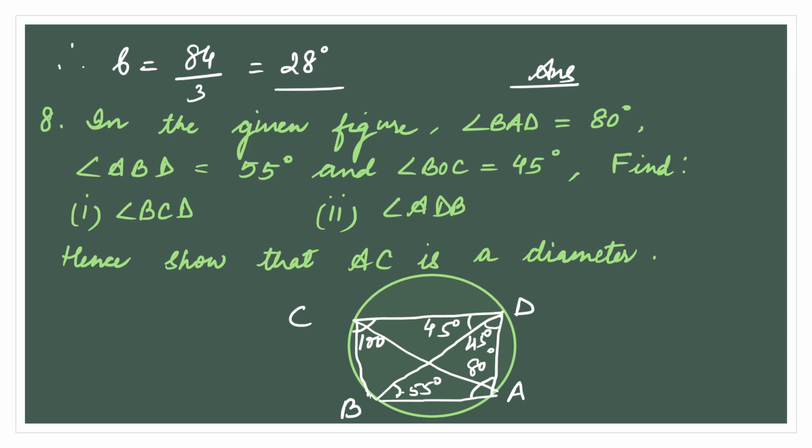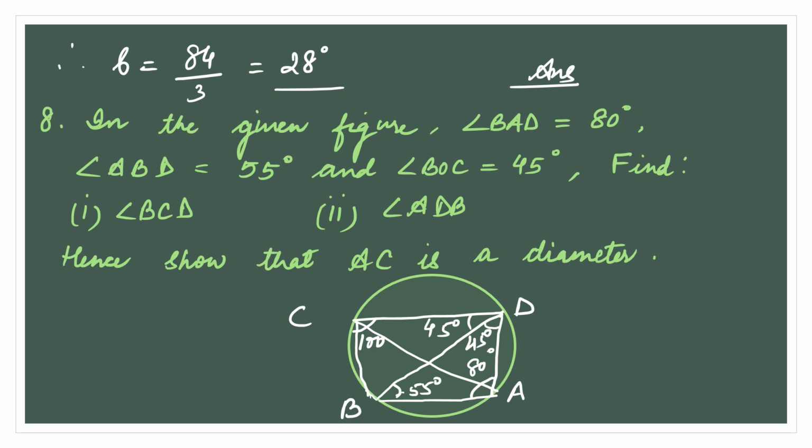In question number 8, in the given figure, angle BAD is equal to 80 degrees, angle ABD is equal to 55 degrees and angle BOC is equal to 45 degrees. Find angle BCD and angle ADB. Also show that AC is the diameter. So now, what is the value of angle BCD? That is equal to 100 degrees.